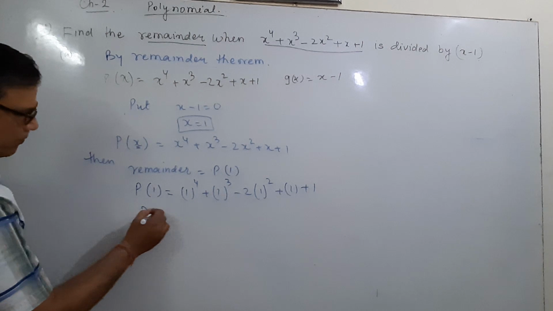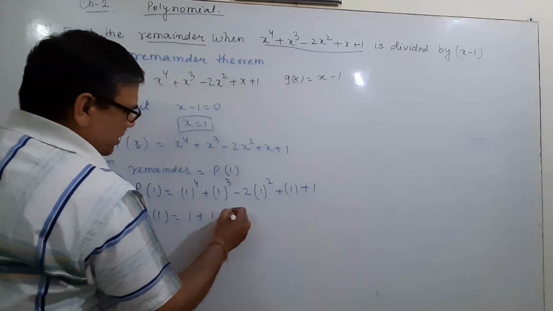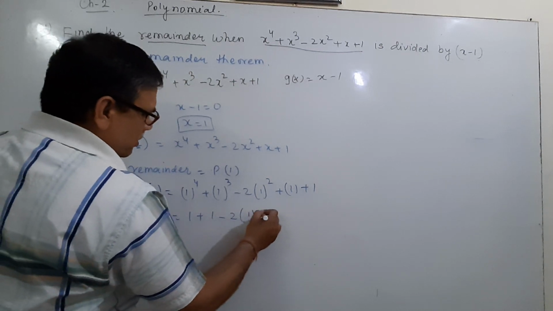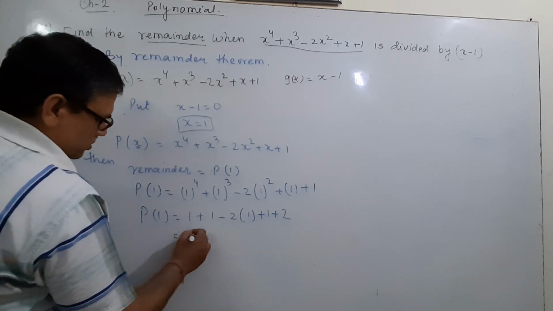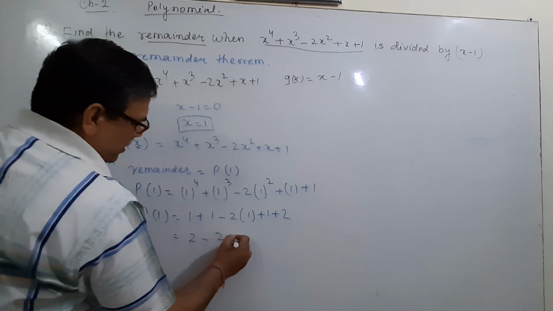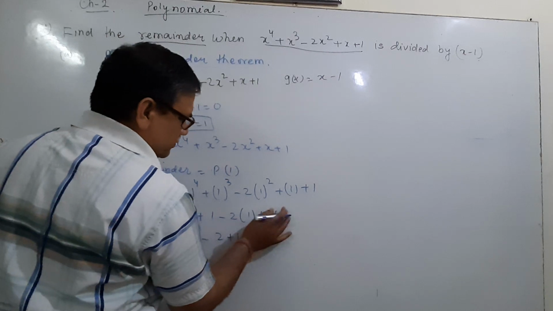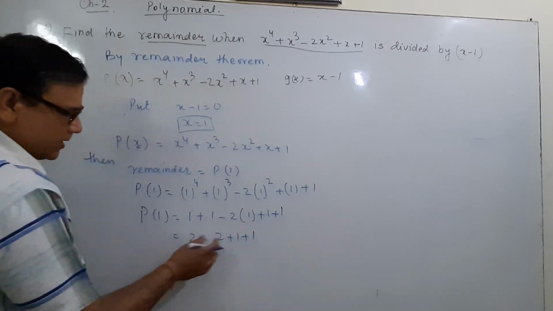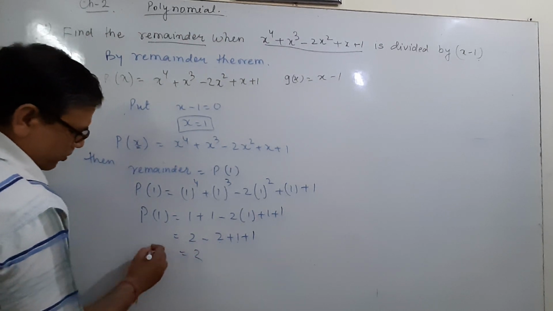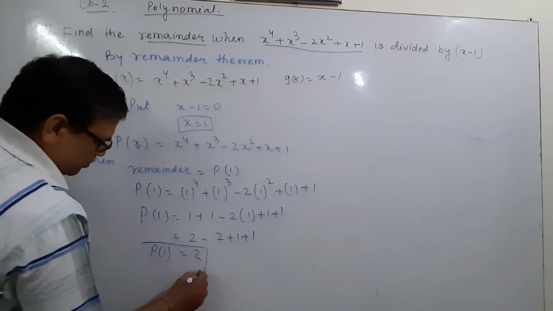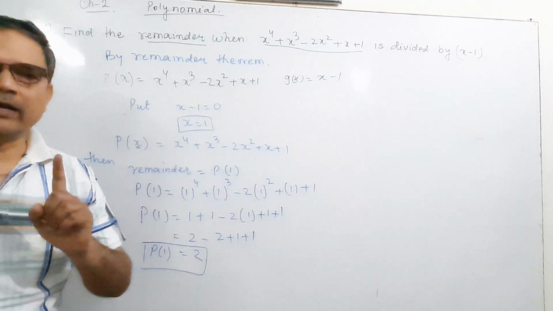And now p(1) is equal to 1 power 4 is 1, plus 1 power 3 is 1, minus 2 times 1 power 2 is 1, plus 1 plus 1. Here 1 plus 1 is 2, minus 2, plus 1 plus 1, or you can cancel as you want, it is 1. Either you can solve by addition and subtraction. 2 minus 2 is 0, 1 plus 1 is 2, then 2. p(1) is the remainder, which is equal to 2. It means the numerical value of the remainder is 2.